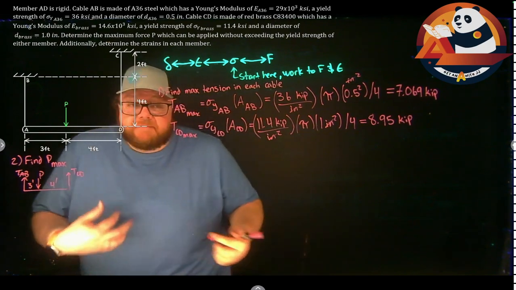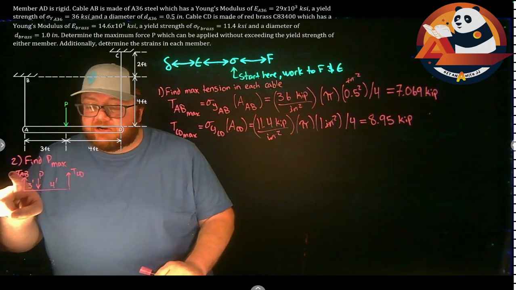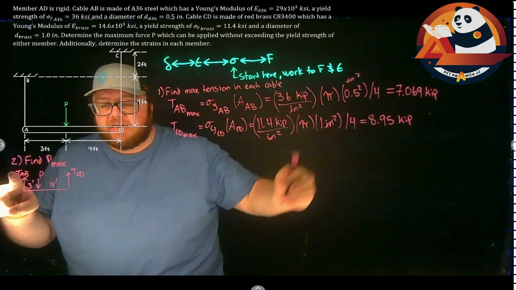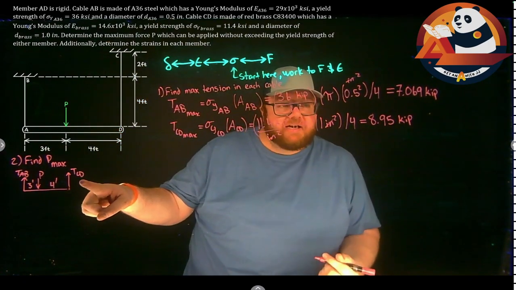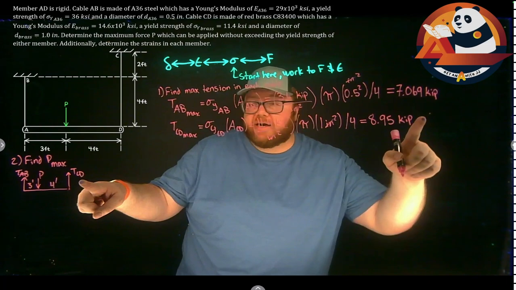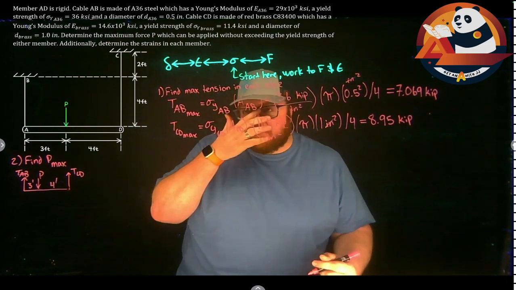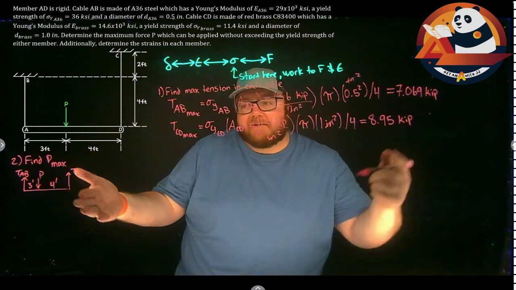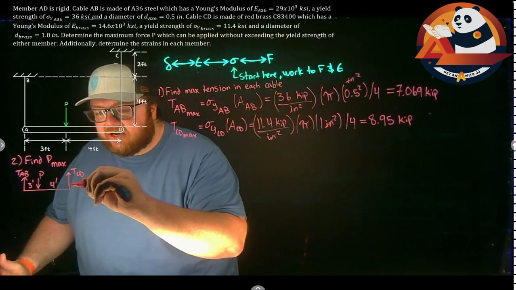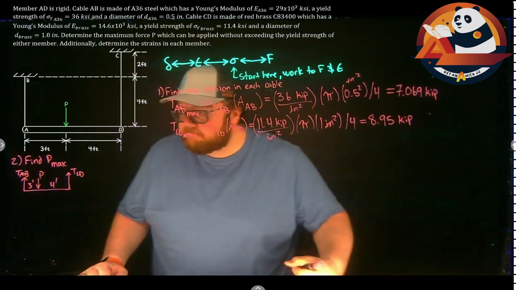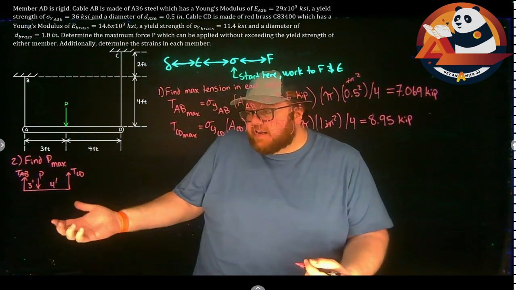So to do this, I need to make an assumption in here. I can either assume TAB is at its max, 7.069. Then we'd solve for TCD. If it's less than 8.95, we made the right assumption, we're good to go. If it's over 8.95, well, we can't go over 8.95 or it would break. We should immediately know we guessed wrong. And we just back up and start over then. So let's take a guess at that.